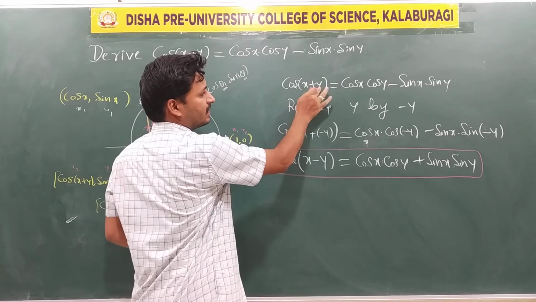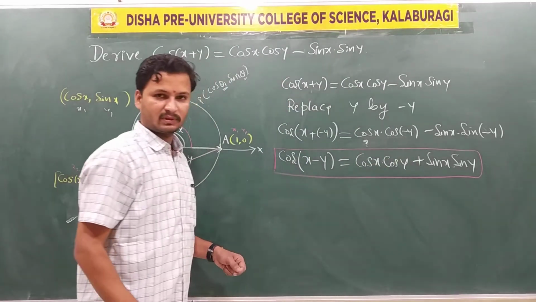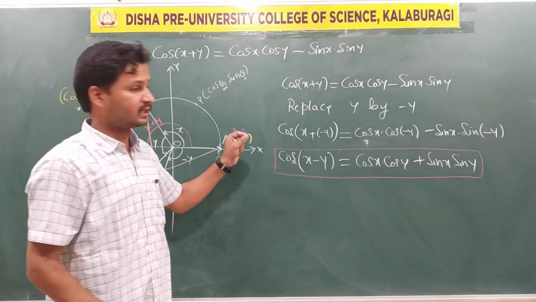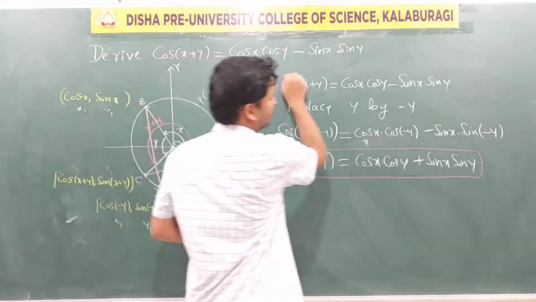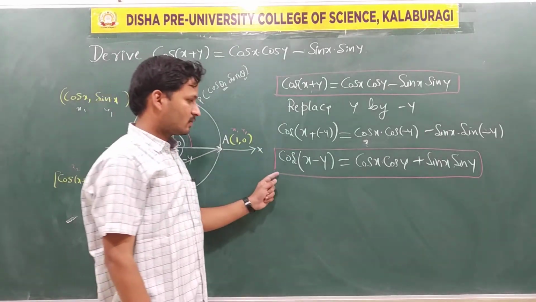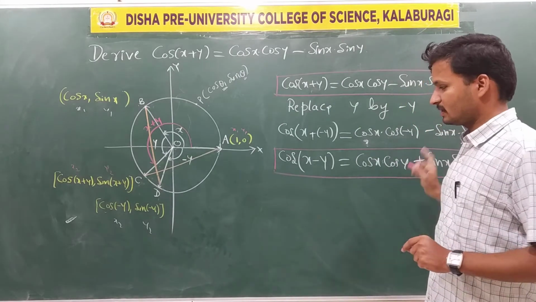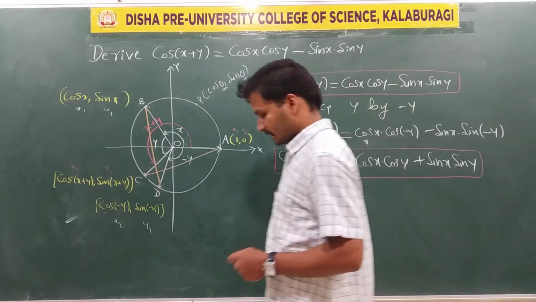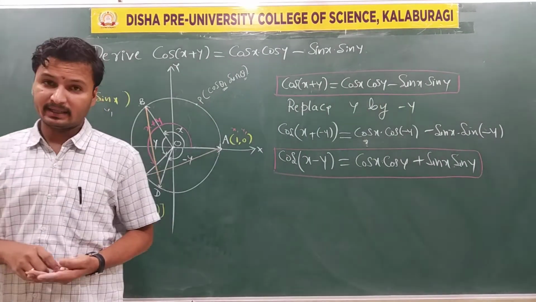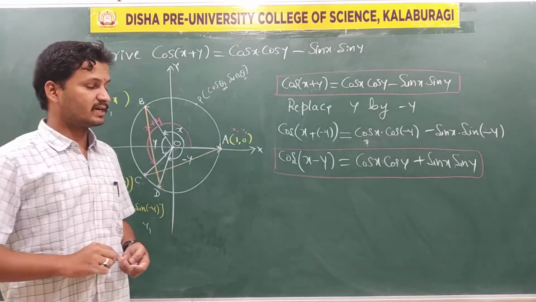Here if there is plus, minus comes. So if minus, plus. Okay, remember, the results are important. So cos of x plus y is equal to cos x into cos y minus sin x into sin y. Cos of x minus y is equal to cos x into cos y plus sin x into sin y. And again, from this result, we need to derive sin of x plus y also.